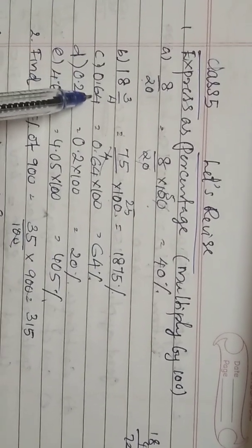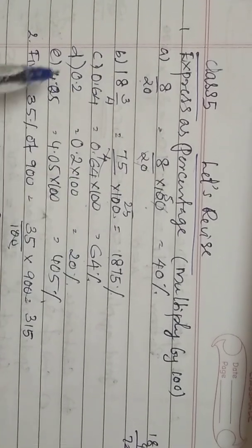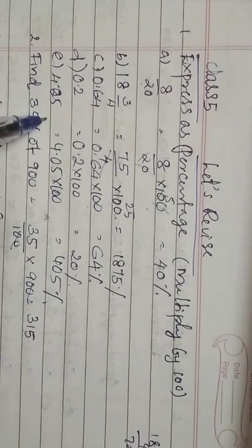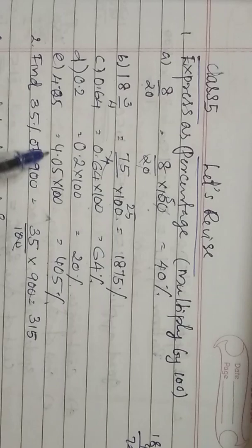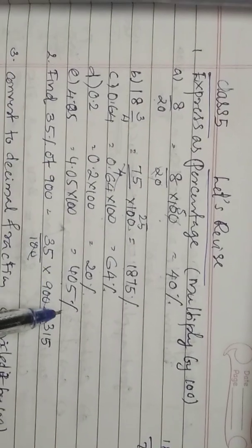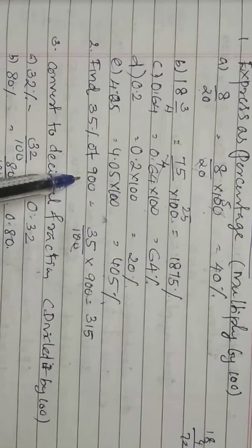Then 0.64 is also multiplied by 100. That is 64 percent. 0.2 into 100, 20 percent. 4.05 into 100, the decimal should be moved two places to the right. That is 405 percent. Second question, find 35 percent of 900.